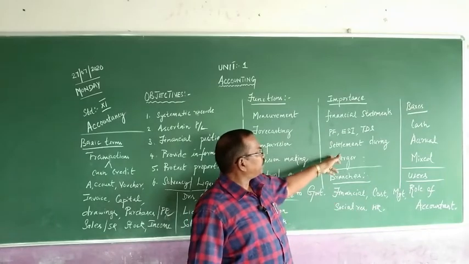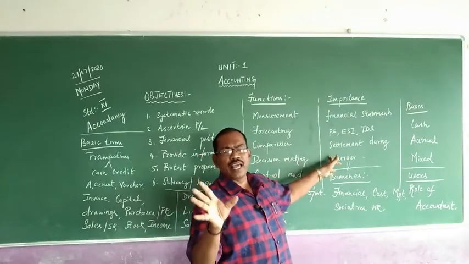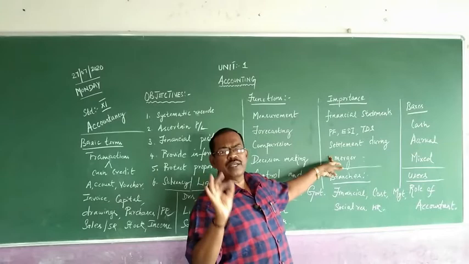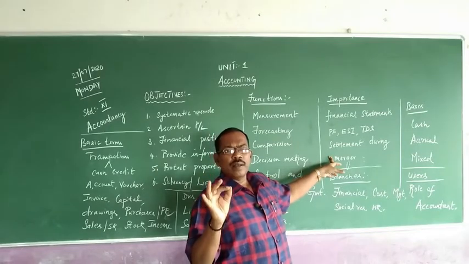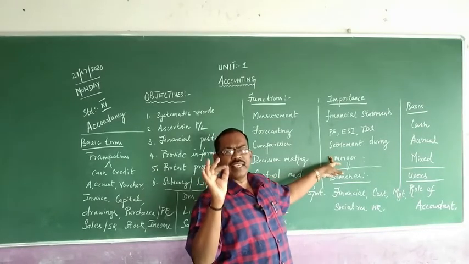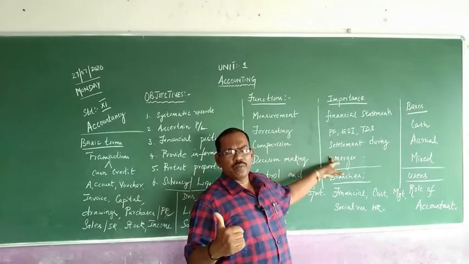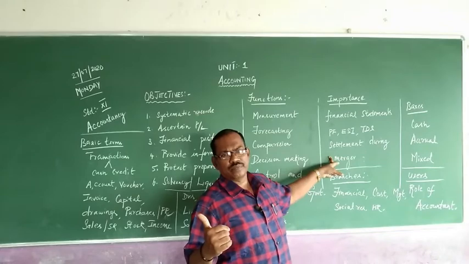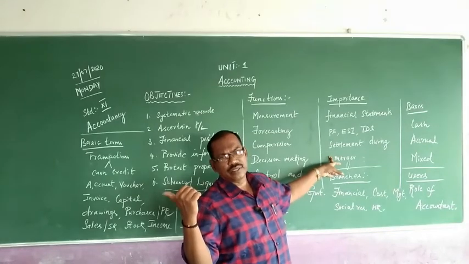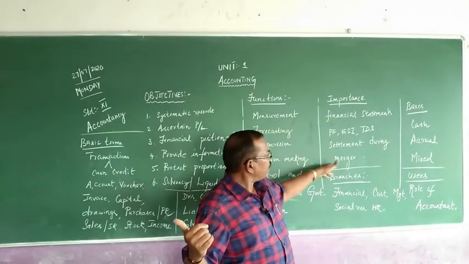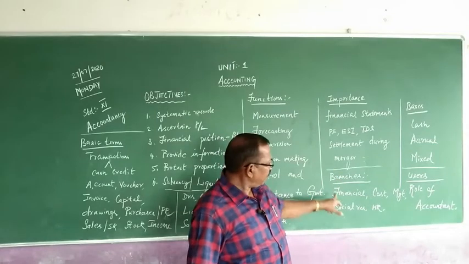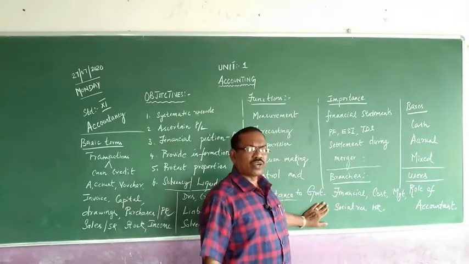So, it helps. Which helps? Accounting helps in the settlement of merger, finding the value. I should know my value. Business should attain its value. We should come to a conclusion. These are all the importance of accounting. Then we pass on to branches of accounting.